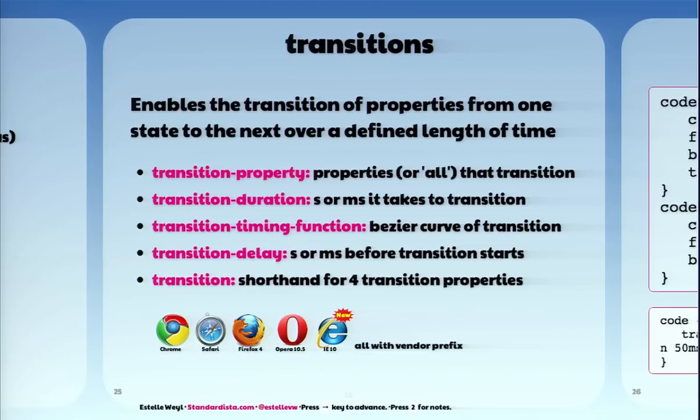So we have the transition property, which is the property that we're going to transition, or we have the keyword all, which means transition everything. We have a transition duration in seconds or milliseconds, which means how long this transition should take. We have a transition timing function, which I will cover when I do animation, because it's the exact same values. But basically, it's a Bezier curve of should you go slower and then faster, or faster then slower, or go in steps. Transition delay is how long I should wait before I start the transition. And then you just have the transition shorthand, because if you were to put the prefixes for all of these, that would be a lot of code.